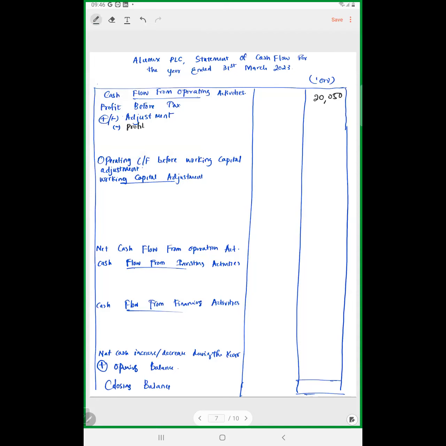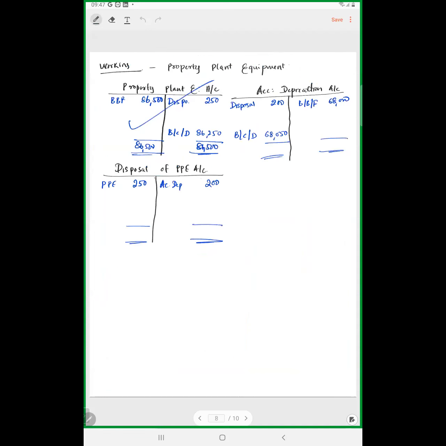Profit on disposal. How much? 15. And where we record that 15, obviously you know that you can record here 15 in the profit and loss account.